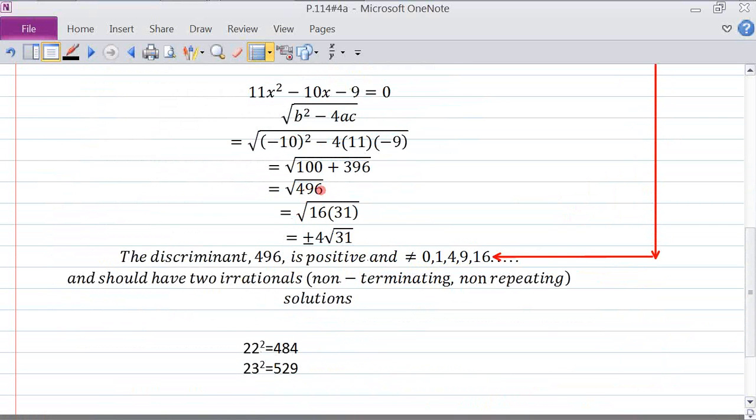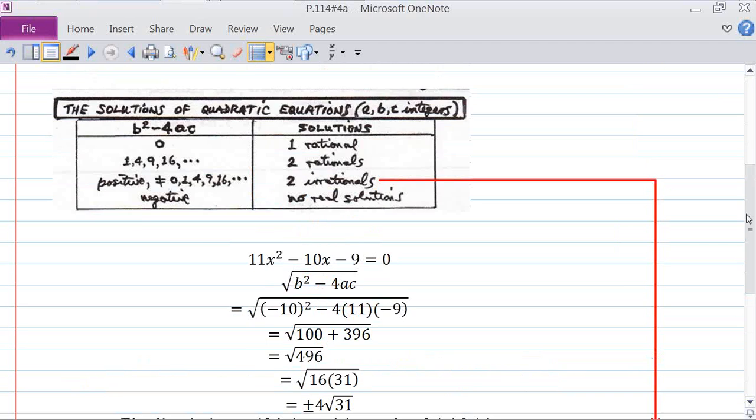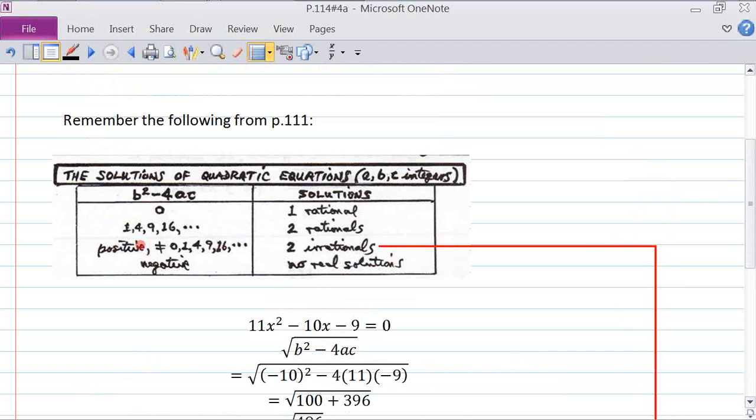Well, here's the number 496. 22 squared is 484. 23 squared is 529, using your calculator. So it's neither 22 squared, which is too low, nor 23 squared, which is too high. So it's not a perfect square. It's not the perfect square of an integer. So it falls into this category where it's positive, because the value is 496, but it's not a perfect square.